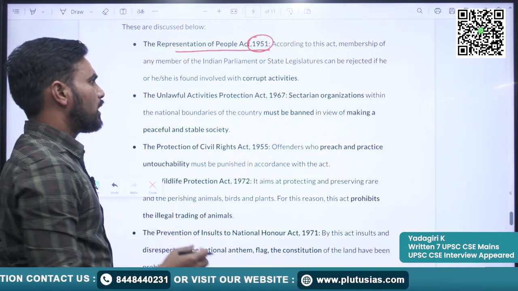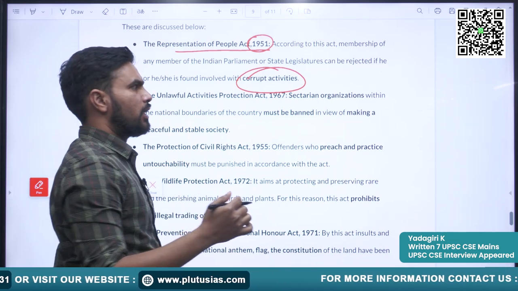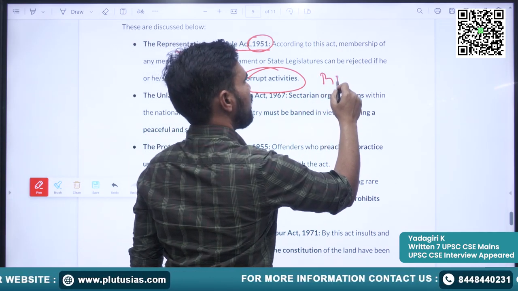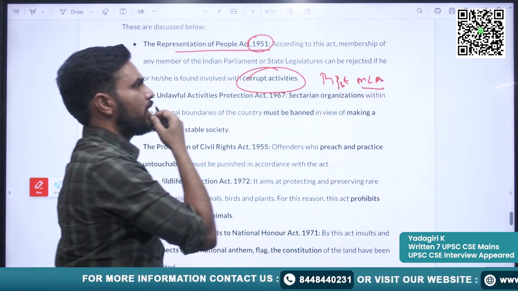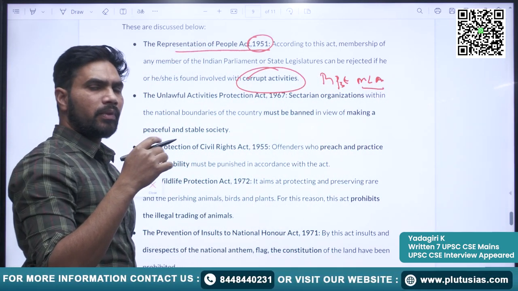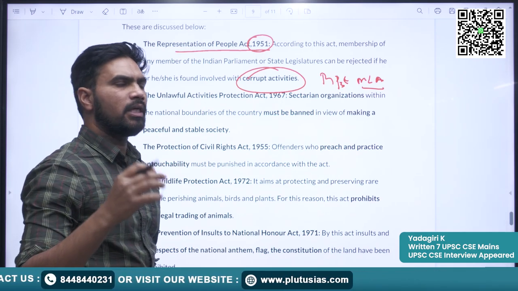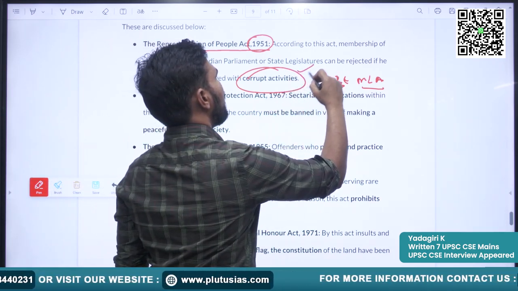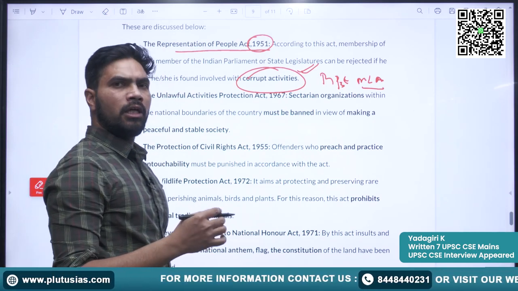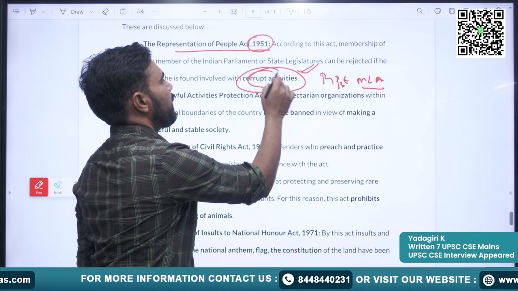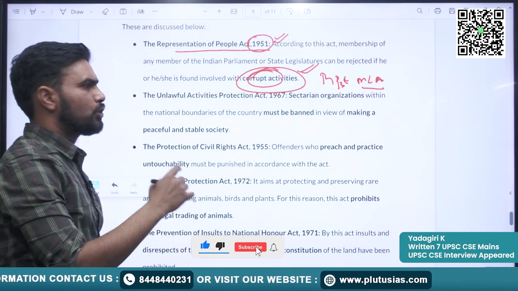So through this act, the people's representatives, MPs and MLAs, can be punished and can be seen as no longer representing the people. They can be dismissed from their office if they are involved in corrupt practices. So this particular act, the RPA Act 1951, ensures this.